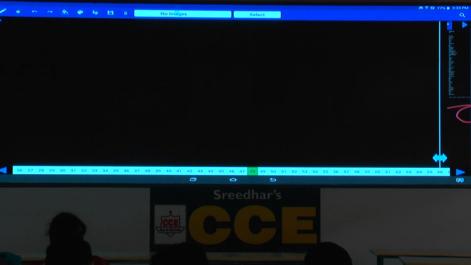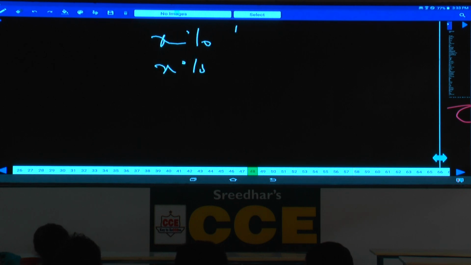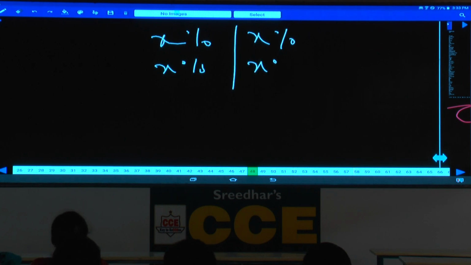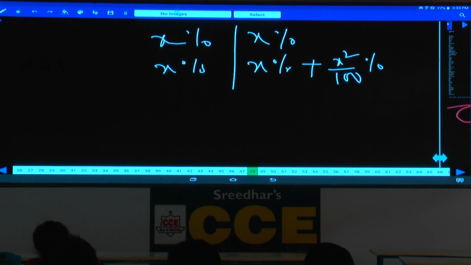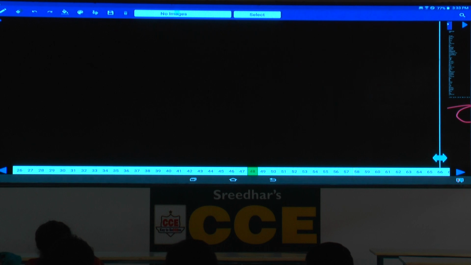What is simple interest per annum? Let it be x%. First year x%, second year also x%. Compound interest, first year x%, second year x%, and x square by 100%, x% of x%. Yes or no? Difference in the sense this is the only one, right? So x square by 100%, which is equal to difference.